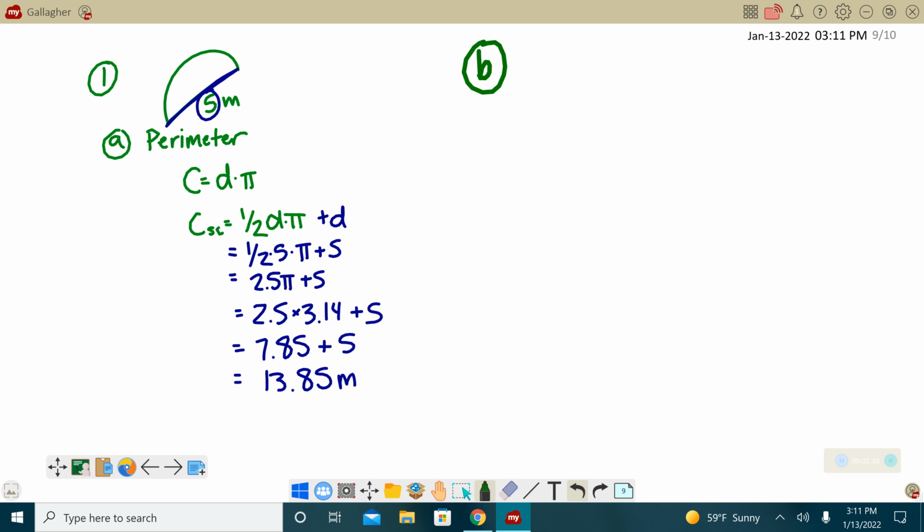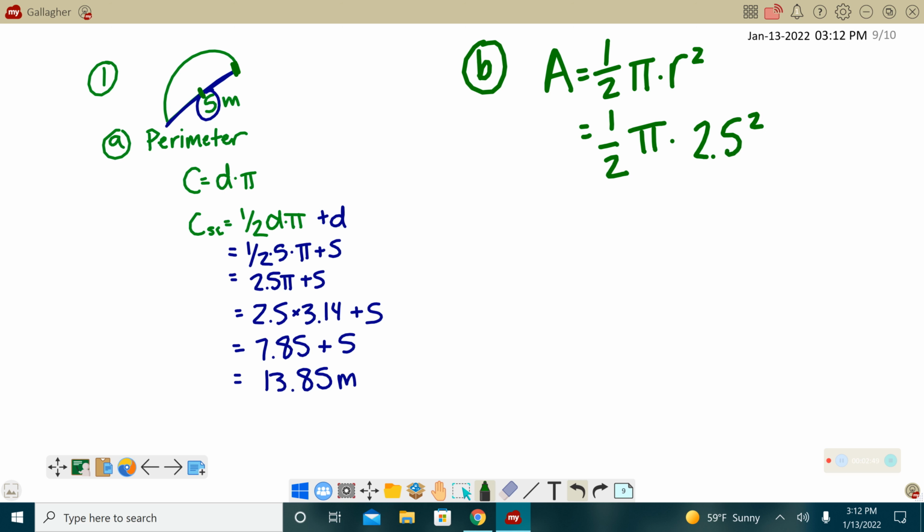So for area, you need pi times radius squared, but this is a semicircle, so we need half of that. And our radius in this case is going to be half of that 5, which is 2.5. So we've got 1/2 times pi times 2.5 squared. 2.5 squared comes out to 6.25. So we have half times pi times 6.25.